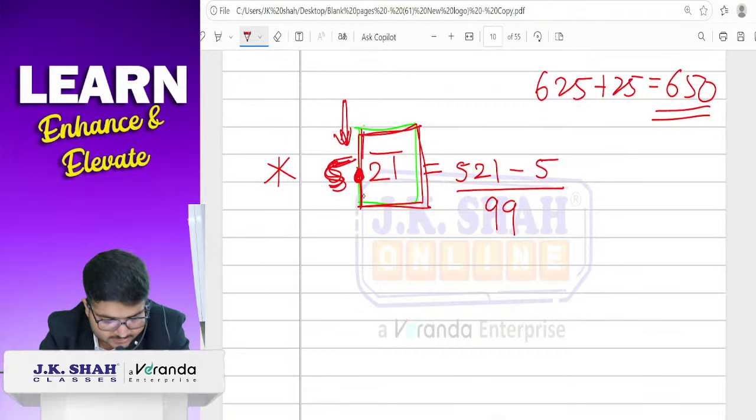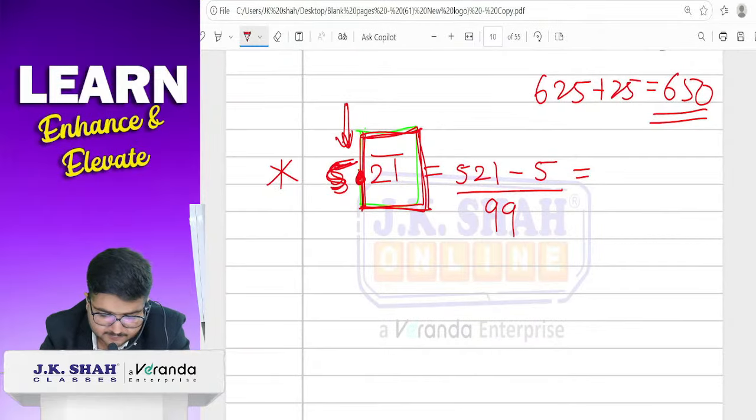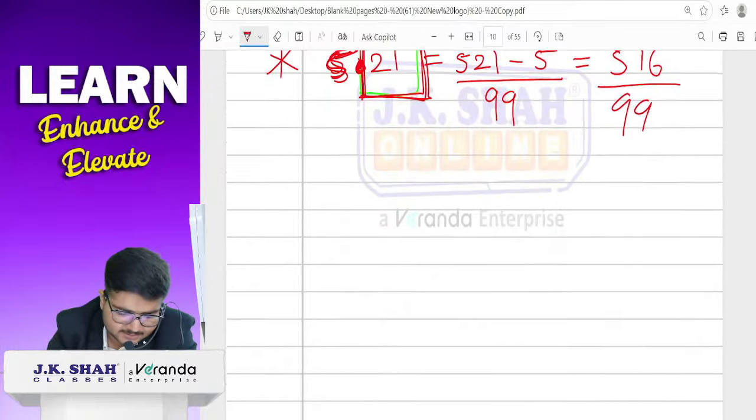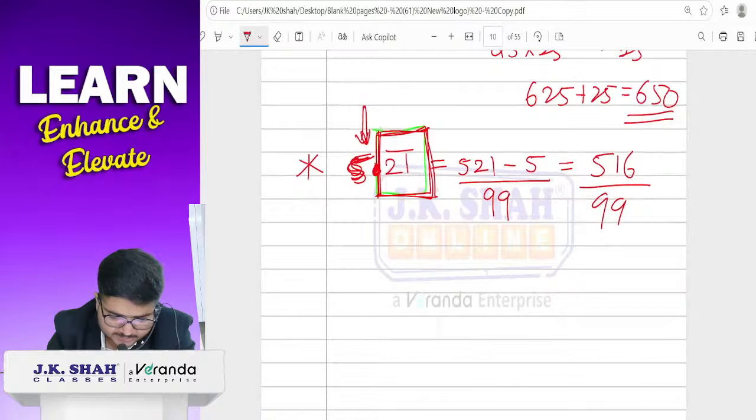You just have to focus here only. How many numbers are repeating in this box? Two numbers. So I have put 2 9s. How many numbers are not repeating? There are no numbers which are not repeating, so I won't be putting any 0. Understood everybody? So the answer of this is 521 minus 5, which is 516 upon 99. Very easy. Let us do one similar sum and it will be much clearer to you.